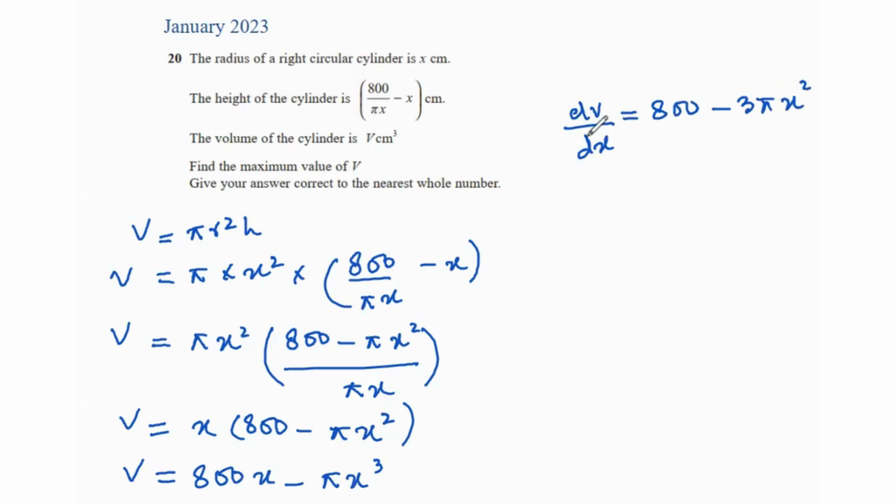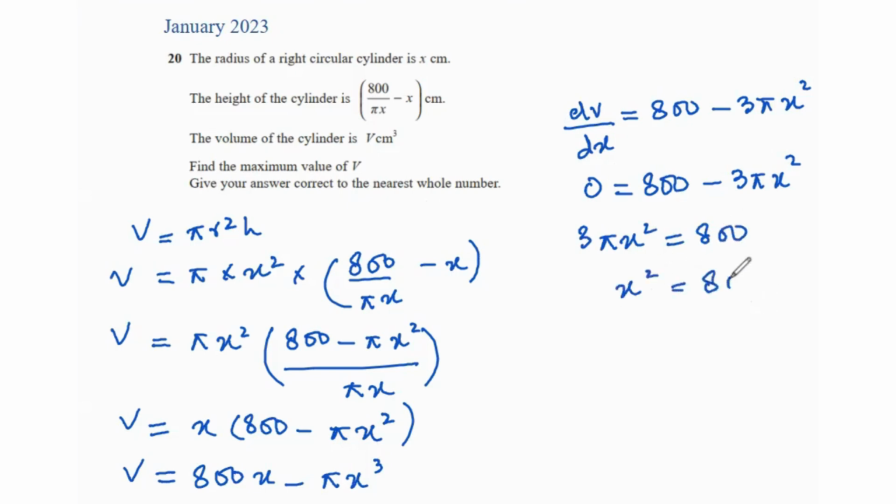Since we want to find the value of x at which we're getting the maximum value of volume, we're going to put dV over dx equal to 0. So that's 800 minus 3 pi x squared equal to 0. 3 pi x squared equals 800. x squared equals 800 divided by 3 pi. So that's going to give us 84.88.